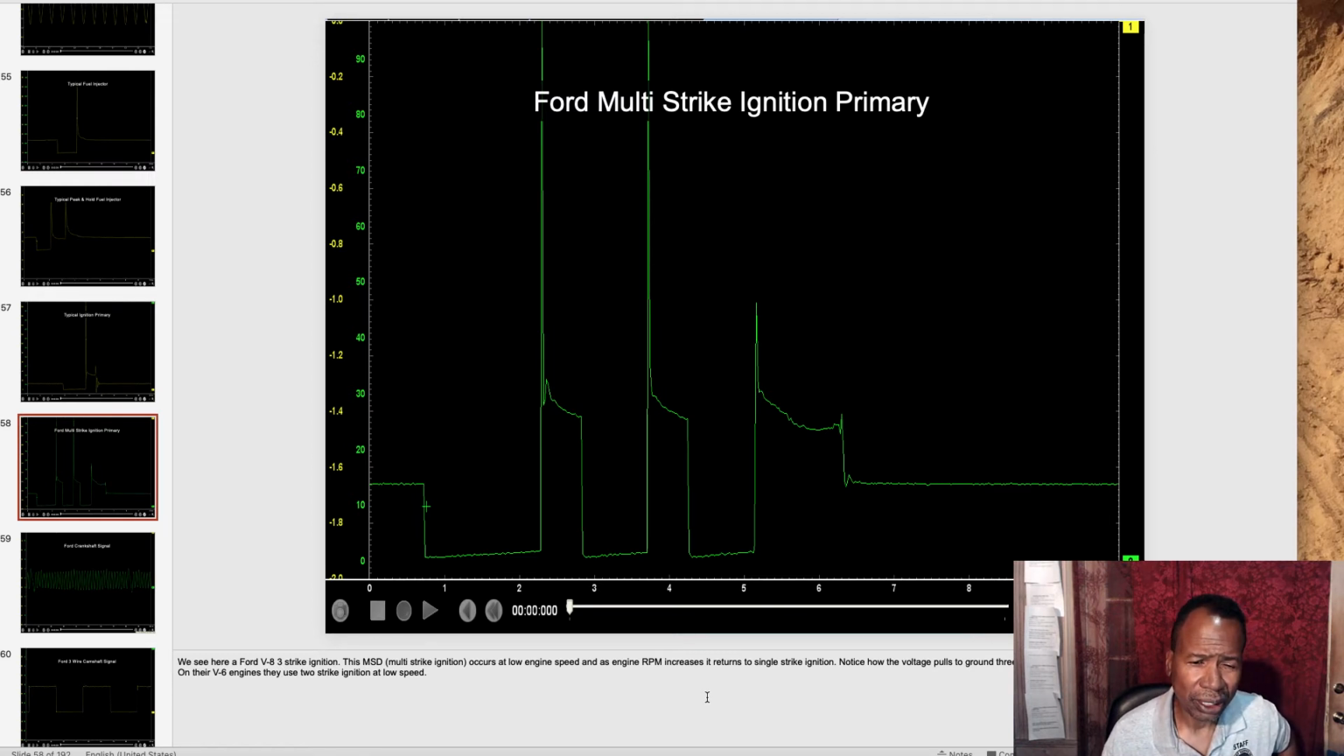hydrocarbons, emissions. At higher speeds on this particular vehicle, this would actually go back to 1 strike. But at idle, you see these 3 strikes. Here, strike, again pull to the ground, strike, pull to the ground here again, strike. Okay, this is a normal pattern on a Ford multi-strike system on the primary ignition. But remember, at cruise speeds, 2,000, 3,000 RPMs, it goes back to a single strike system.